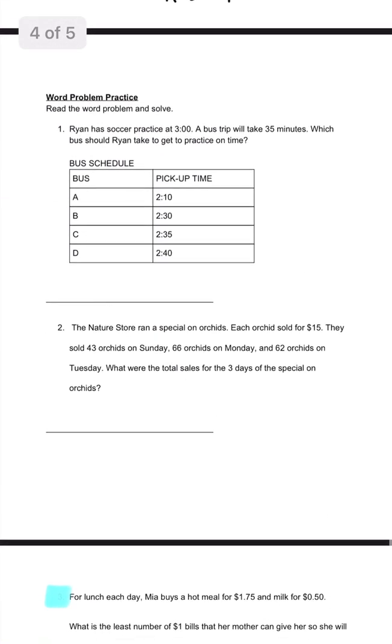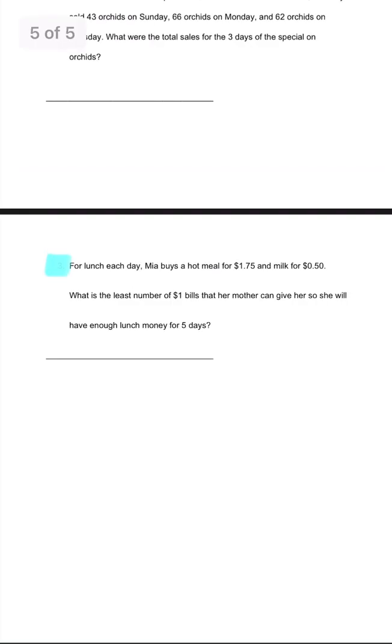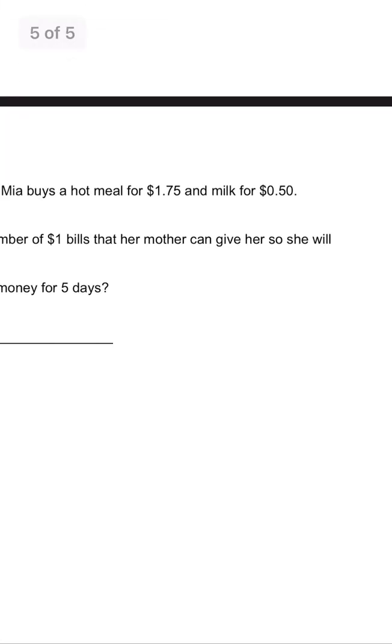We'll move on to word problem practice. I'll be solving number 3. For lunch each day, Mia buys a hot meal for $1.75 and milk for 50 cents. What is the least number of $1 bills that her mother can give her so she will have enough lunch money for 5 days? So we have these two prices and we're just going to add them up first.